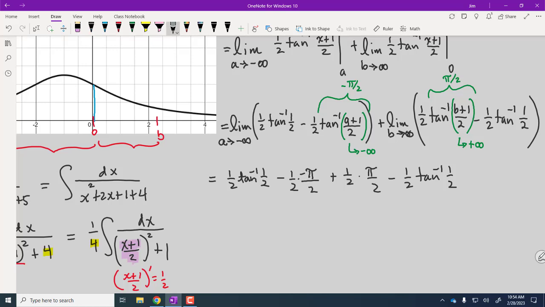These two cancel each other out. These two are opposites of each other. Opposites cancel. So we're left with pi over 4 plus pi over 4, which is pi over 2. That'll be our cumulative area. A lot of little details in that one. Lots of little details.